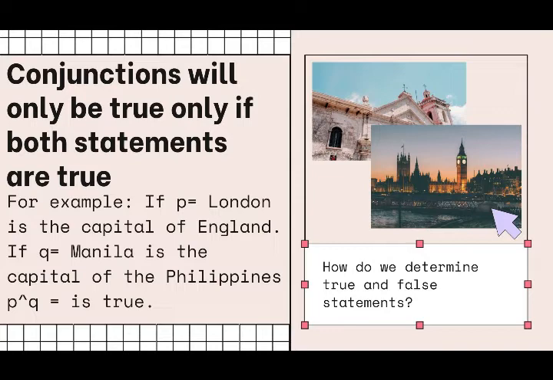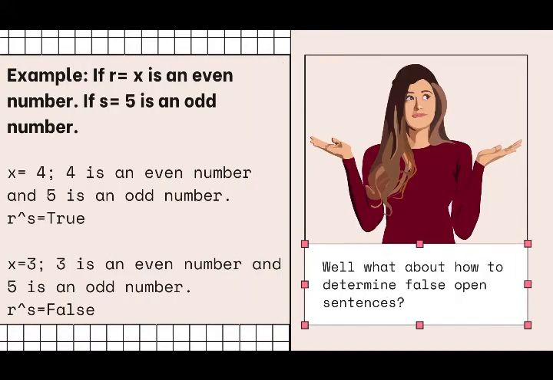For example, if P is equal to London is the capital of England, and if Q is equal to Manila is the capital of the Philippines, that means P and Q is true. Now, how do we determine if it's a false open sentence?